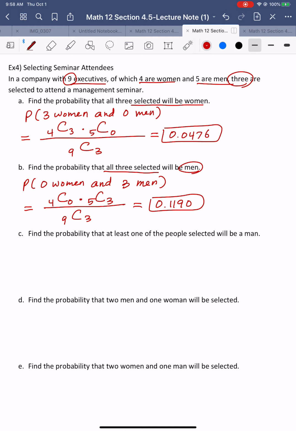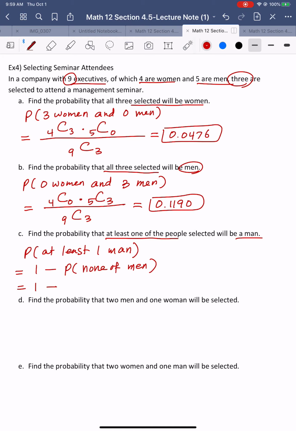And C, find the probability that at least one of the people is a man. So P of at least one man, right? This is better as well: 1 minus the probability of none of the men. So 1 minus, there's no man, which is only the women. So I think I can use this probability. So if you subtract 0.0476 from 1, you get 0.9524. That's the probability for C.